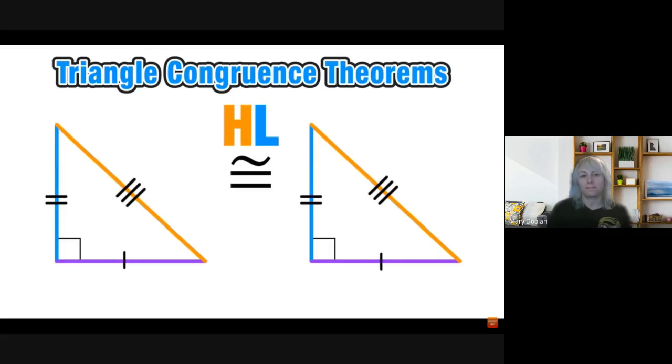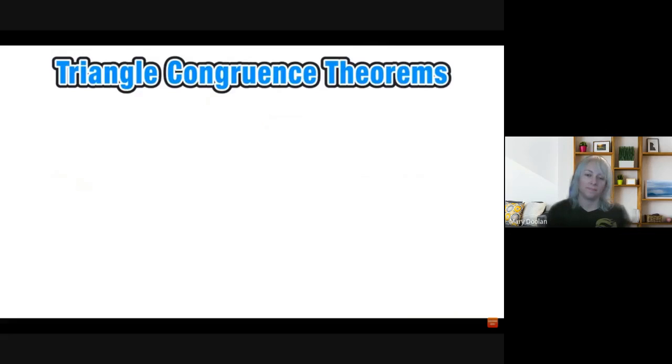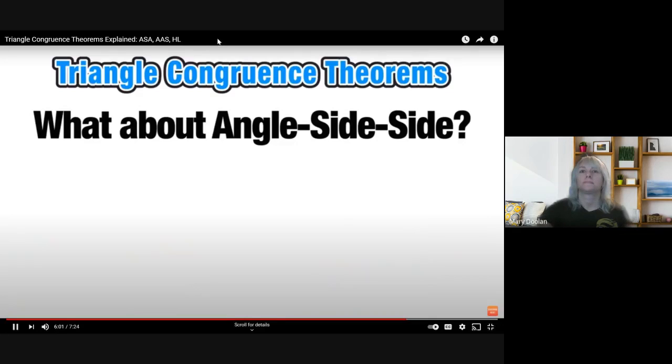Again, which means that the triangle's corresponding sides and corresponding angles have the same measure. So now that we've covered the 5 triangle congruence theorems, you may be asking, what about angle side side?